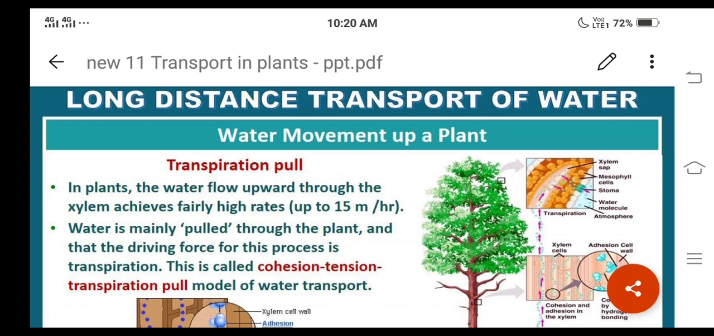Here water is mainly pulled through the plant, and the driving force for this process is called transpiration. This is called the cohesion transpiration pull model of water transport.